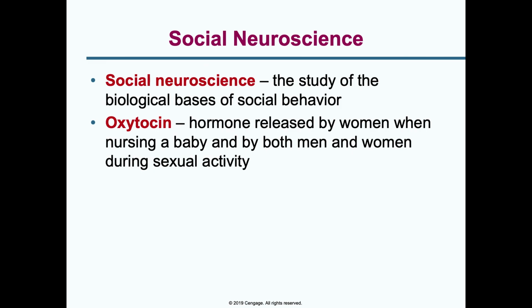Then there's another, I call them again, related brain ideas, called social neuroscience. And this has to do with the question of, do the structures of the brain and their functions influence behaviors? Because when we think of social, we think of behaviors.